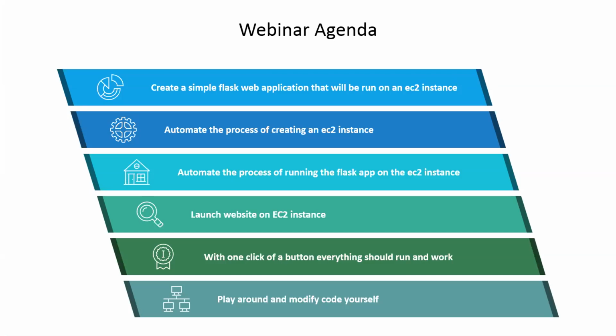After that, we need to automate the process of creating that EC2 instance. We need to automate the process of running the Flask app on that EC2 instance. And then we're going to launch our Flask app, or our website, on that EC2 instance. The whole point is that with one click of a button, everything should be running and working. At the end, you'll be able to play around and modify the code by yourself as you wish. Don't worry if you aren't understanding terms like AWS, EC2, Flask. We'll describe all of that as we move forward.